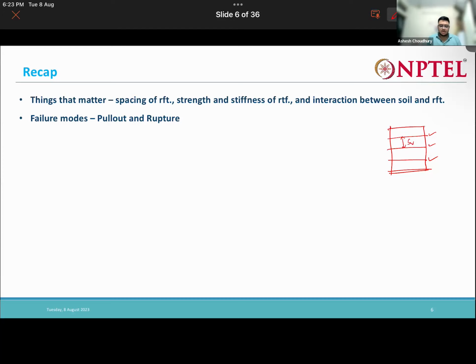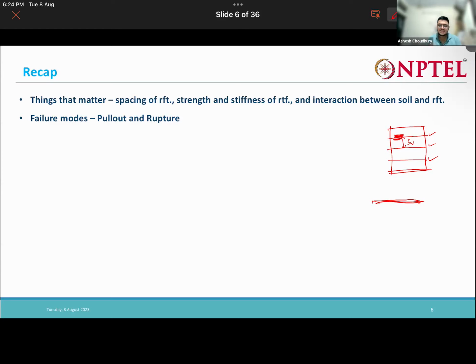Then the next thing which influences the strength is the strength of the reinforcement. These are some geotextile or some geogrid, right? So the strength of the individual geotextile or whatever geosynthetic, the strength and the stiffness of the reinforcement, influence the strength of the reinforced soil, right? And the third thing which influences it is the interaction between the soil and the reinforcement. Here above we have soil, here we have soil, right? So the reinforcement is sandwiched between the soil layers.